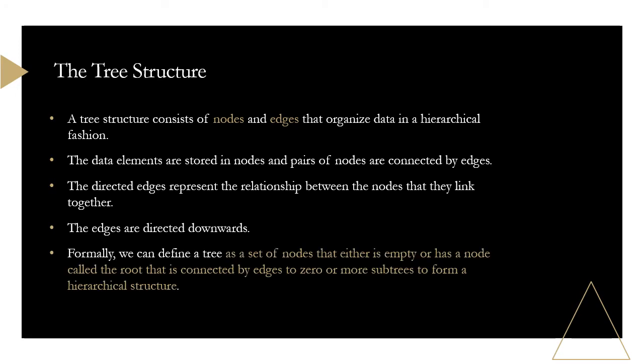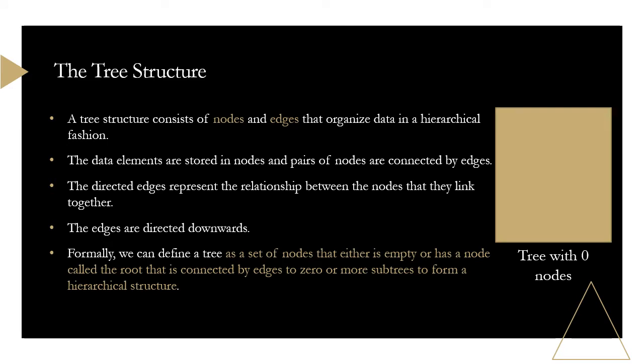Formally, we can define a tree as a set of nodes that either is empty or has a node called the root that is connected by edges to 0 or more subtrees to form a hierarchical structure. So this is a tree with 0 nodes. In the definition, we say a tree is a set of nodes that either is empty. So this is a set of nodes that is empty. So this is a tree.